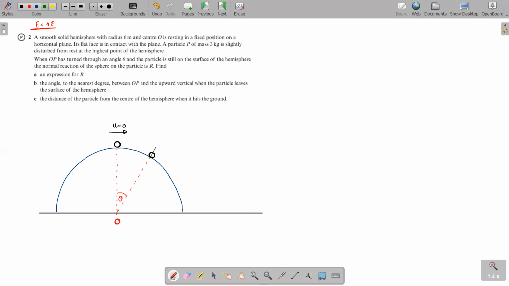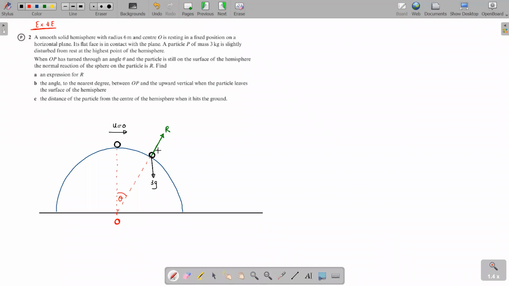So guys, when there is a contact force, you have the normal reaction here. So the normal reaction is R. They are asking you to find an expression for R. So what are the other forces now? Normal reaction is the contact force, right? In addition to the normal reaction, you also have the weight, right? The weight is acting vertically downwards always. The mass is 3 kilograms, so 3g. Is that okay, guys?